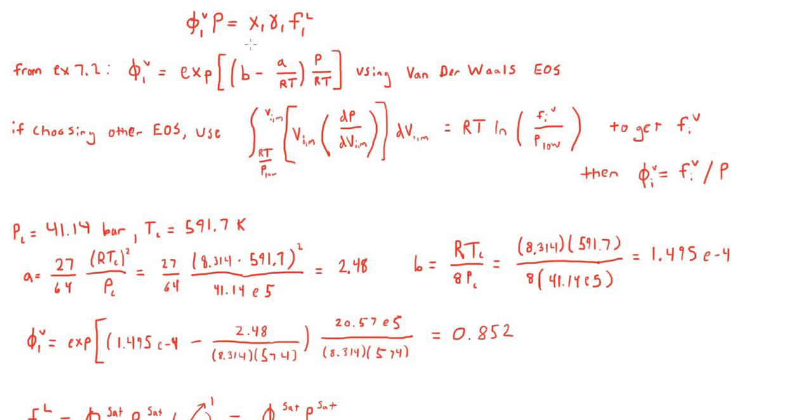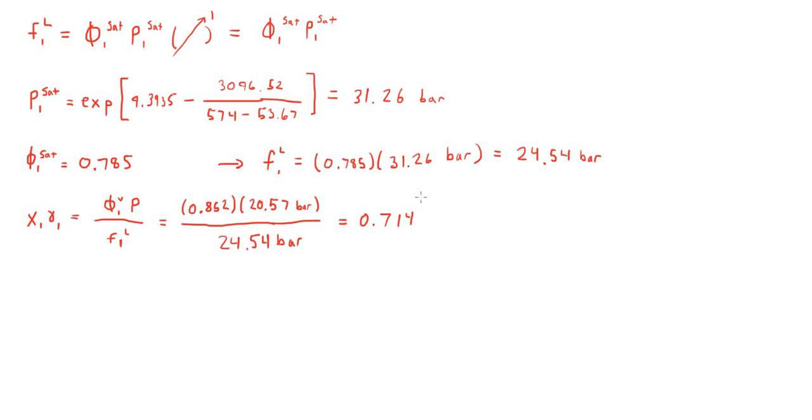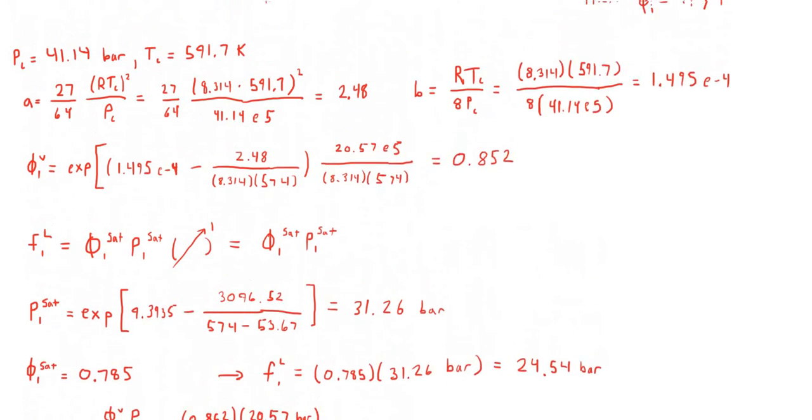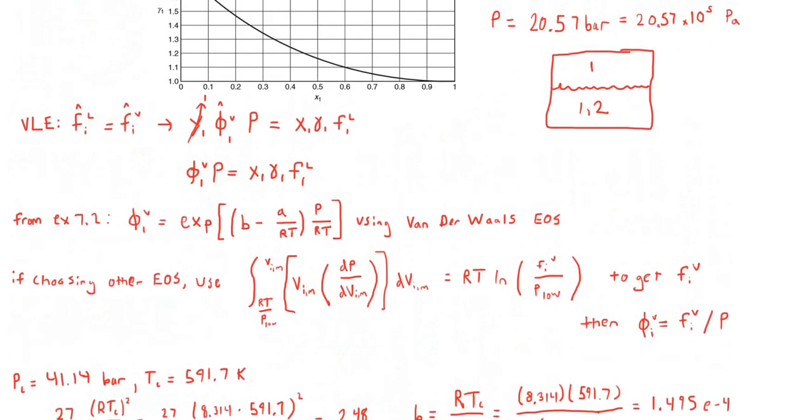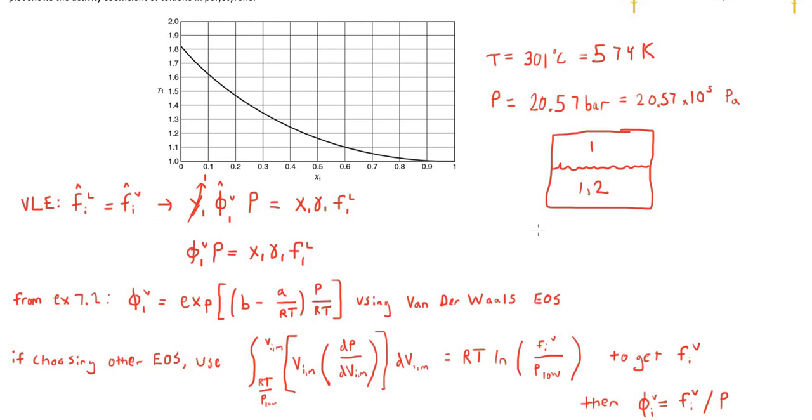Going back to the vapor-liquid equilibrium equation we had earlier, we now have everything that we need to solve for the product of x1 gamma 1. Doing that, we find that the product of x1 gamma 1 is 0.714. And from here, to solve for x1, all we need to do is go back to the plot that we were given and try to find a point on this line where x1 times gamma 1 is going to be equal to 0.714.